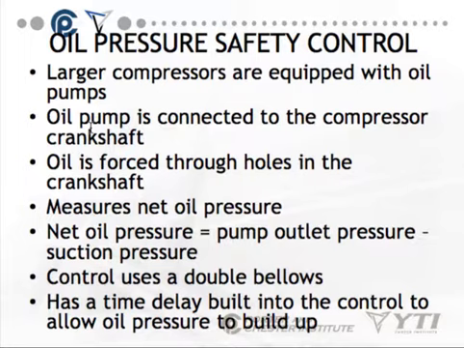Oil pressure safety controls are also pressure controls, but they take two readings. You find these on larger compressors that are equipped with oil pumps. An oil pump is connected to the compressor crankshaft. Oil is forced through holes in the crankshaft. The safety control measures the net oil pressure. The net oil pressure is the pump outlet pressure minus the suction pressure. Most of these controls have a time delay built in to allow the oil pressure to build up as the compressor starts.